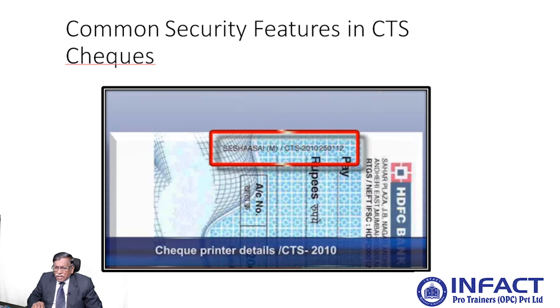On the check, on the left hand side, there is a small print, which is the name of the printer who has printed this particular check. It mentions a printer name, and it says CTS 2010 with some numbers. So this is a must, and we will come to know who has printed this particular check. This is also one of the important security features of a CTS check.